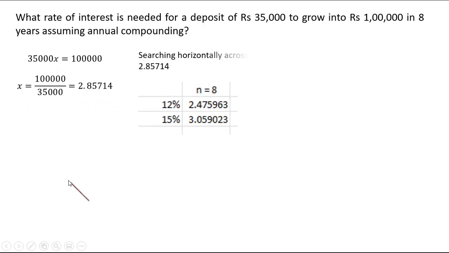2.85714. Now, this time again, if we search in table number 1 at the 8-year mark, because the number of years is 8, we get 12% is 2.47 like we saw in the previous example, and 15% is 3.05. But we require 2.85, which we do not see in this particular table. So what should we do?